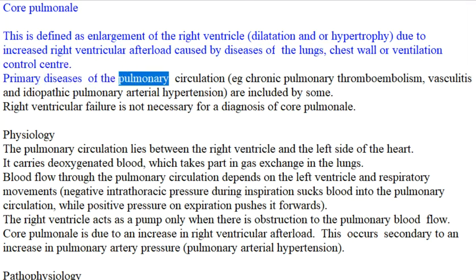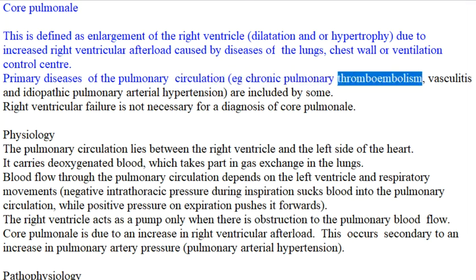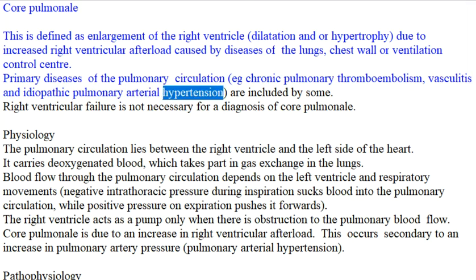Primary diseases of the pulmonary circulation, e.g. chronic pulmonary thromboembolism, vasculitis, and idiopathic pulmonary arterial hypertension, are included by some. Right ventricular failure is not necessary for a diagnosis of cor pulmonale.